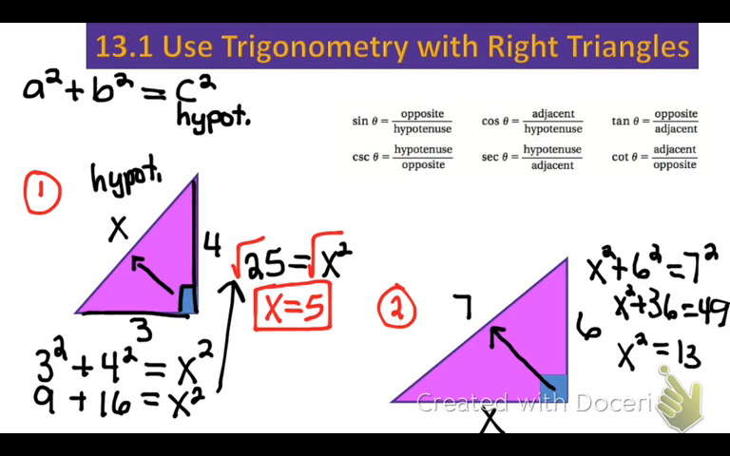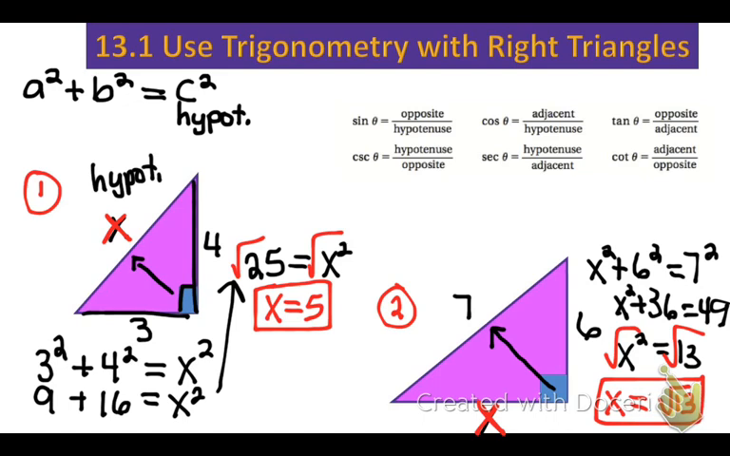And then when we take the square root, 13 is not a perfect square, so we're just going to leave it as x equals the square root of 13. And so in this case, we solved for a leg, whereas in the first instance, we solved for the hypotenuse.